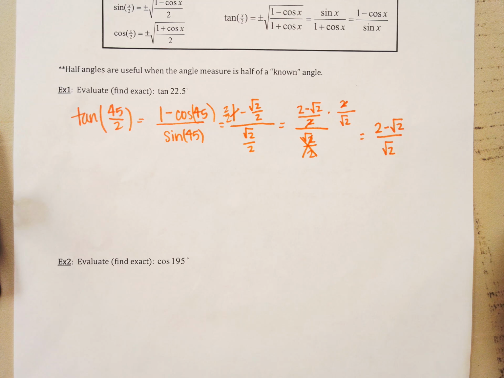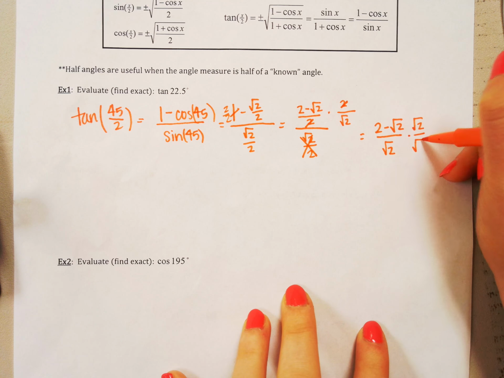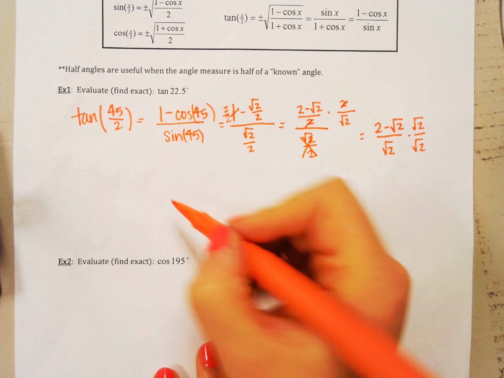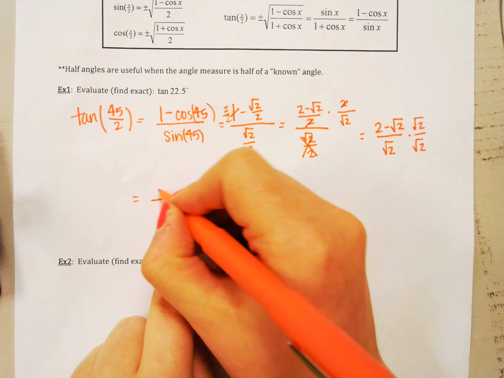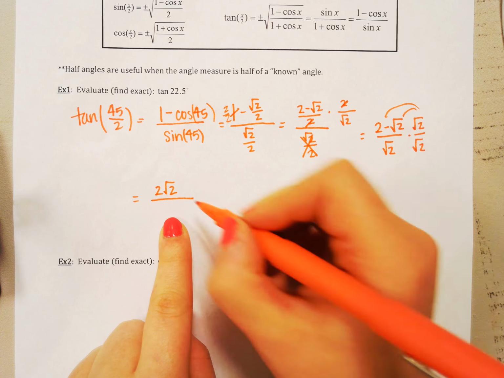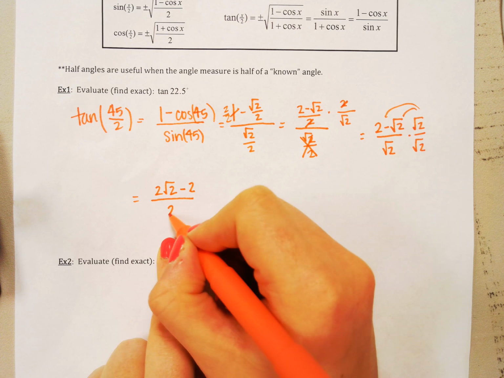I'm left with 2 minus root 2 all over root 2. And then that's something that I'd have to rationalize. I don't have to multiply with the conjugate because that's not like 1 minus root 2. It's just root 2, so I can multiply top and bottom by root 2. On the top, I'll have 2 root 2 when I distribute that, minus root 2 times root 2 is 2, all over root 2 times root 2 is 2.